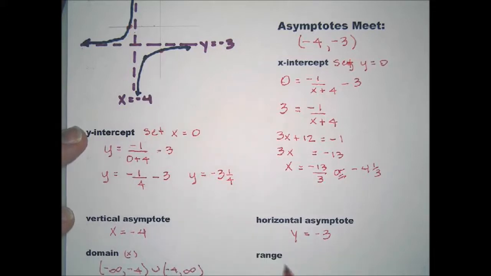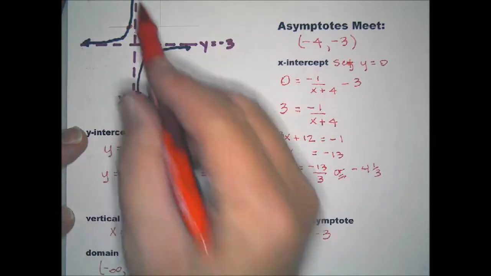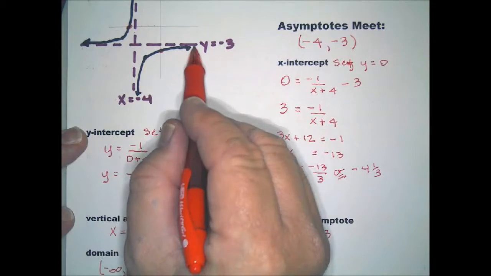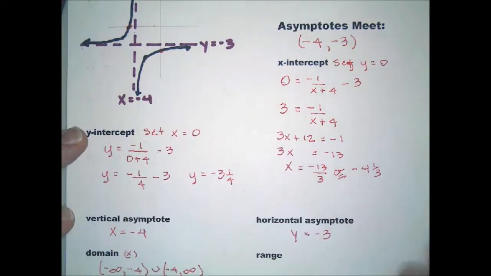Now the range does the exact same thing, except think low to high. The only value of y it can't touch is negative 3. So the range is going to be negative infinity to negative 3, and then negative 3 to positive infinity.